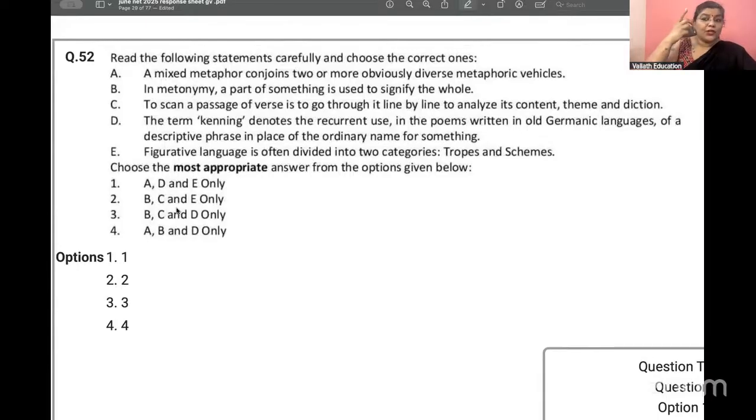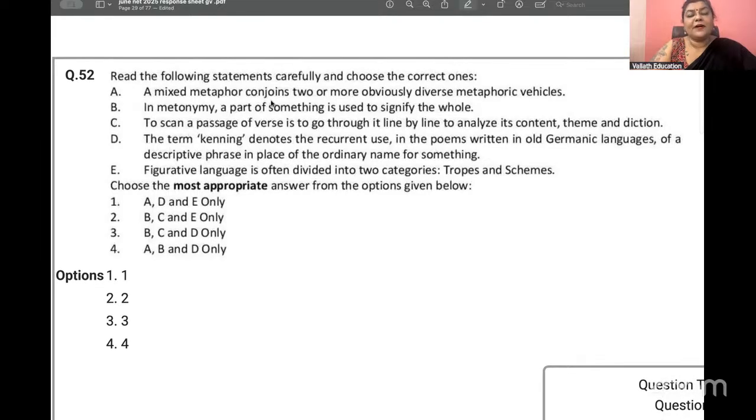In one Northeast paper, every sentence was very, very long. Like that also they have asked. This is not a very big sentence. Look at this. A mixed metaphor conjoins 2 or more obviously diverse metaphoric vehicles. Vehicle and tenor. Elsewhere also they have asked. Those are terms used for metaphor by I.A. Richards. Vehicle and tenor. One side of the metaphor is called tenor. If my face is like the moon, then moon is the vehicle, my face is the tenor.